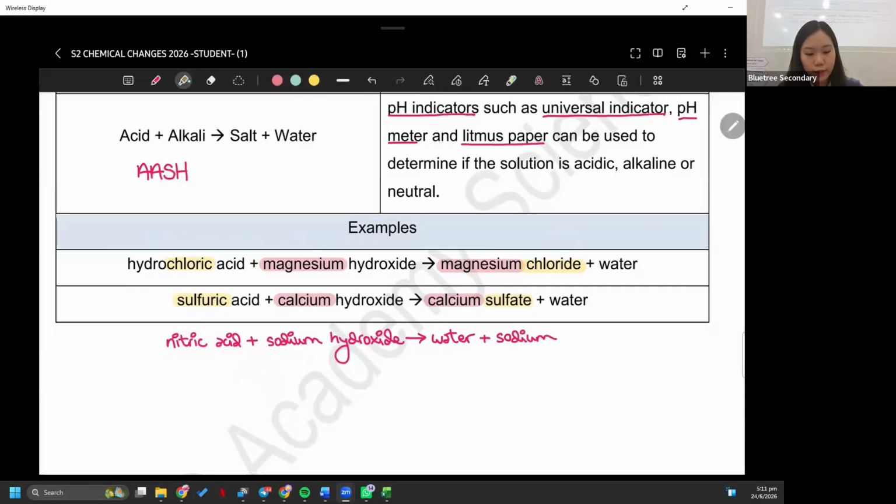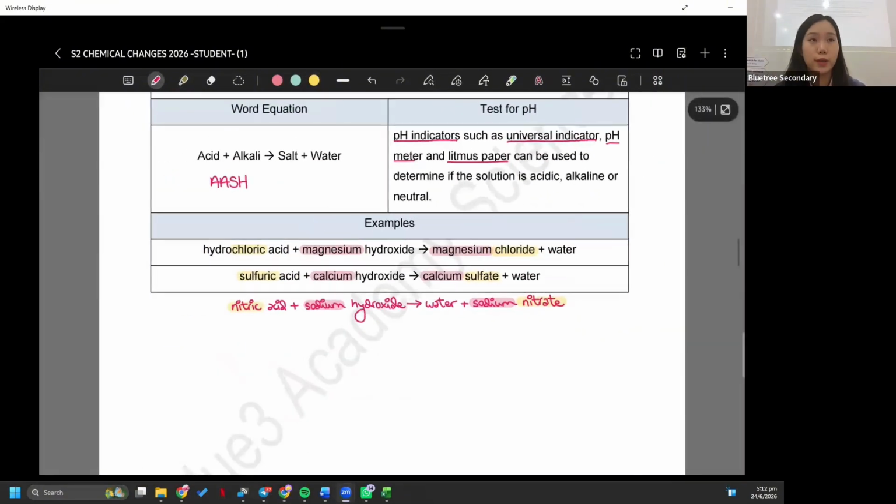Let me color code this. Sodium is from here. Then the second part of the salt name should come from nitric acid. So what would that word be? Nitrate. Good. So sodium nitrate, and this nitrate comes from nitric acid. A bit later on we will have more practice for this kind of word equation writing. You all need to know how to name the salts.